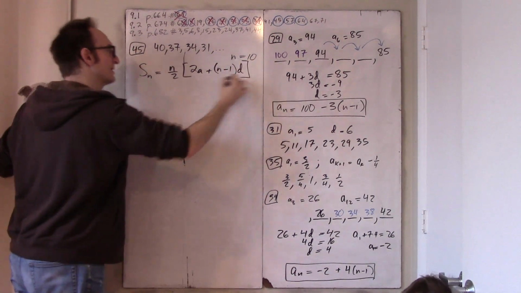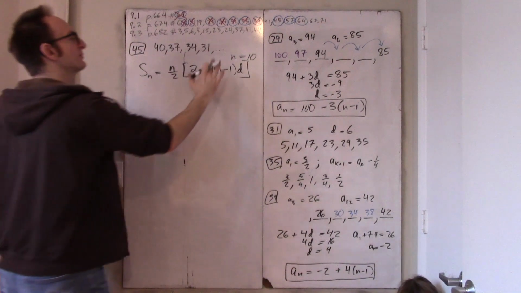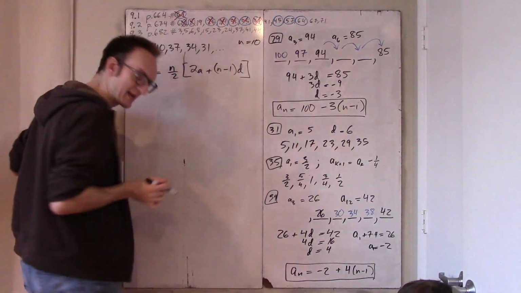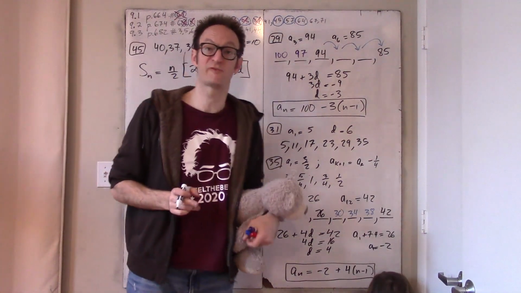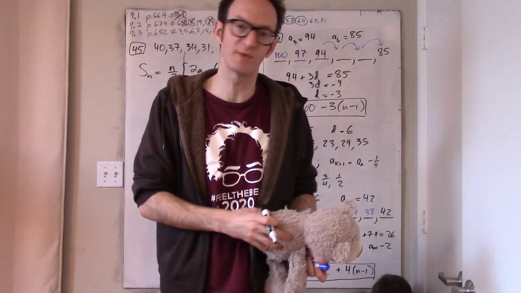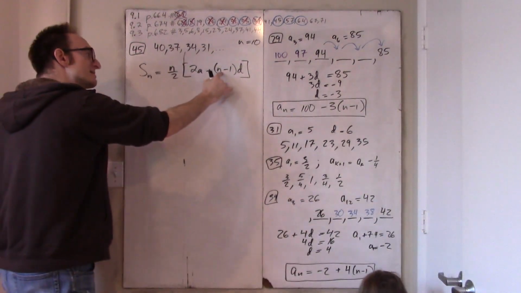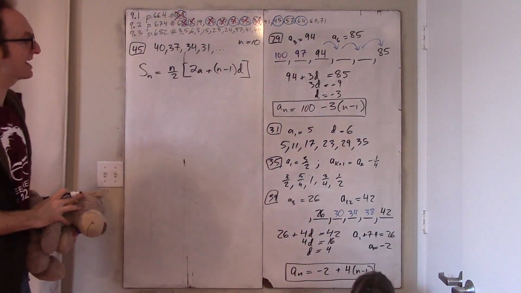Notice I hesitated for a second, even though I'm a math teacher and I've been doing this for 15 years. The weak link of any formula is forgetting it, or forgetting what the whole point of everything is. Here, a is the first term, n is the number of terms, d is the common difference, and that is the right formula.